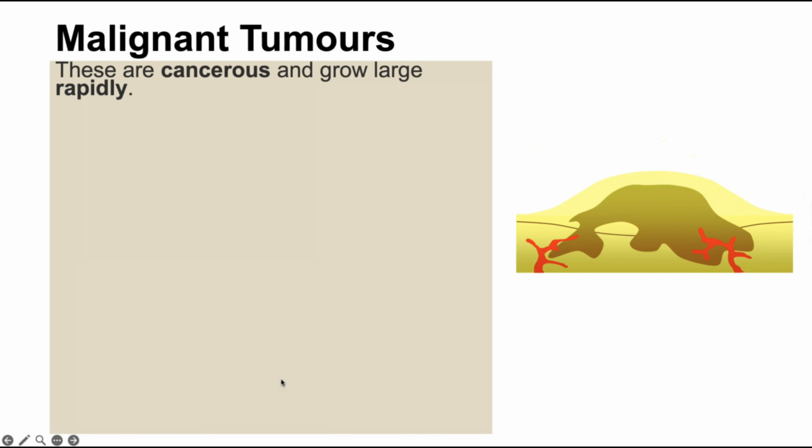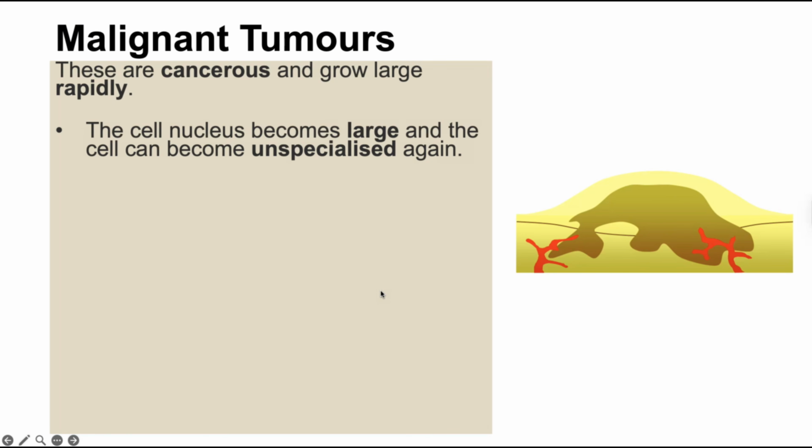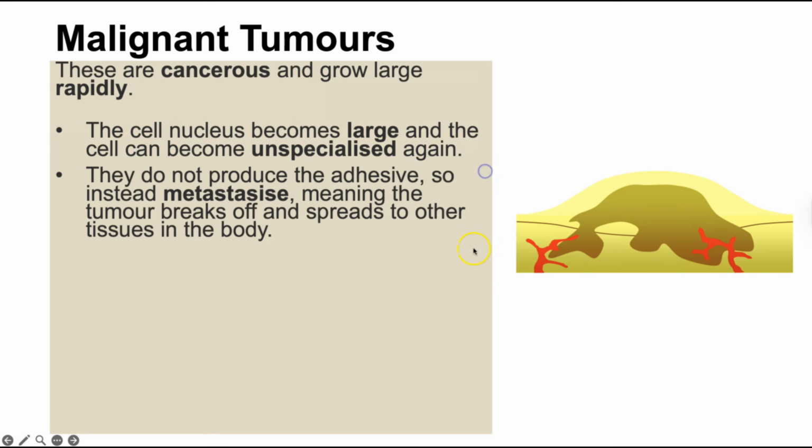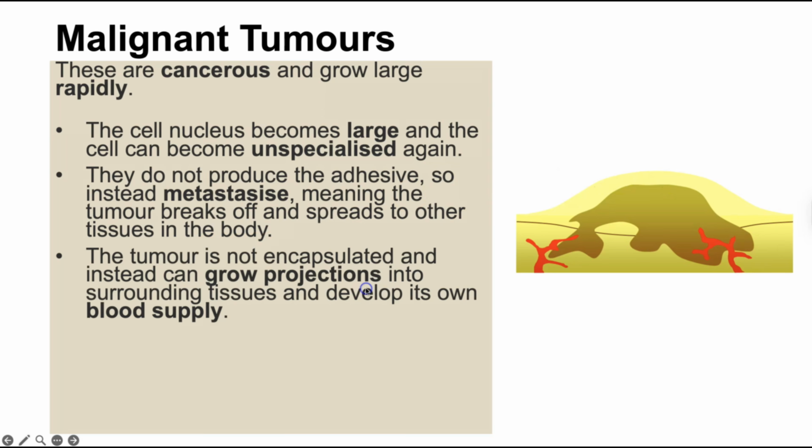Malignant tumours are cancerous and they can grow large very rapidly. The cell nucleus becomes large and the cell can then become unspecialised again. They don't produce that sticky adhesive layer and they also don't have a capsule around them, which means that these tumours are able to metastasise. And what that means is cells from the tumour can break off and get into the bloodstream or the lymphatic system and therefore move around the body and then lodge in new tissues to make secondary tumours.